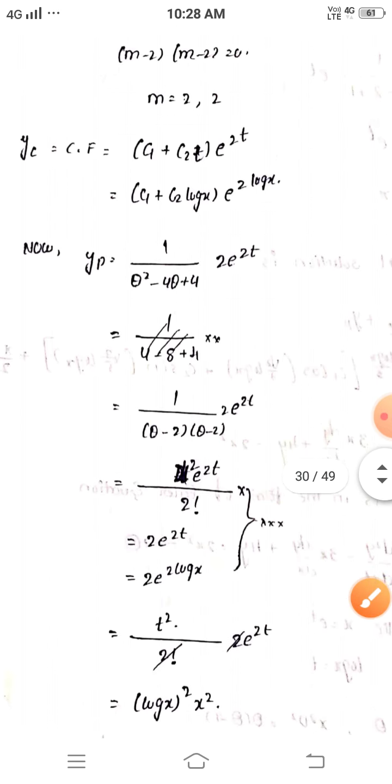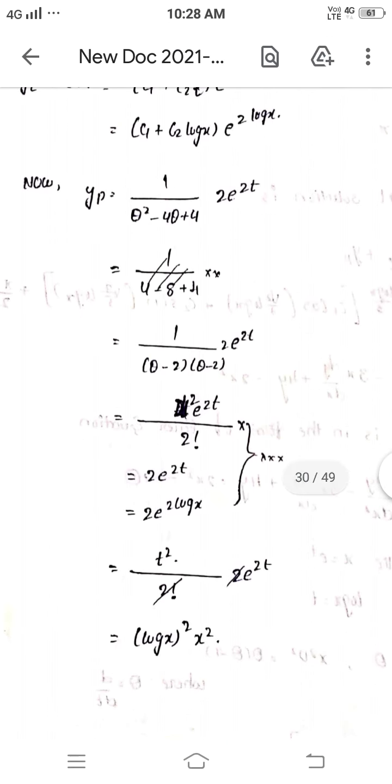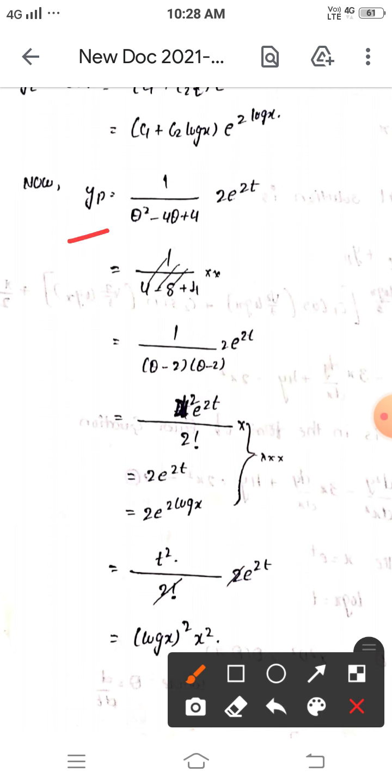After getting the complementary function in x, we have to write the particular integral formula, 1 by f of D into Q. Here f of D is theta square minus 4 theta plus 4, and Q is 2 e power 2t. We have to express this as factors: theta minus 2 into theta minus 2, acting on 2 e power 2t. Here a is 2. If you replace theta by 2, then this is 0 and this is also 0.